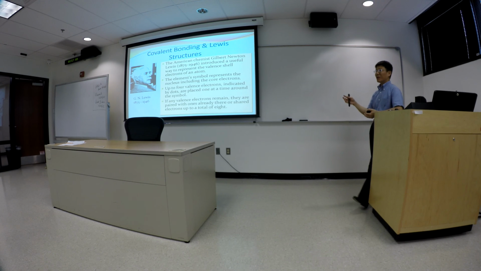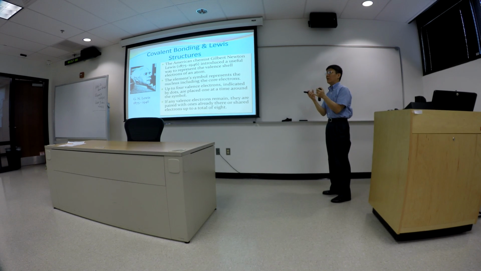Okay, so what he proposed here is that when you draw a Lewis structure, we're trying to understand, once we know, based on quantum theory, how the electrons are distributed around a particular atom, then when atoms come together, they're going to share their electrons when they form molecules.